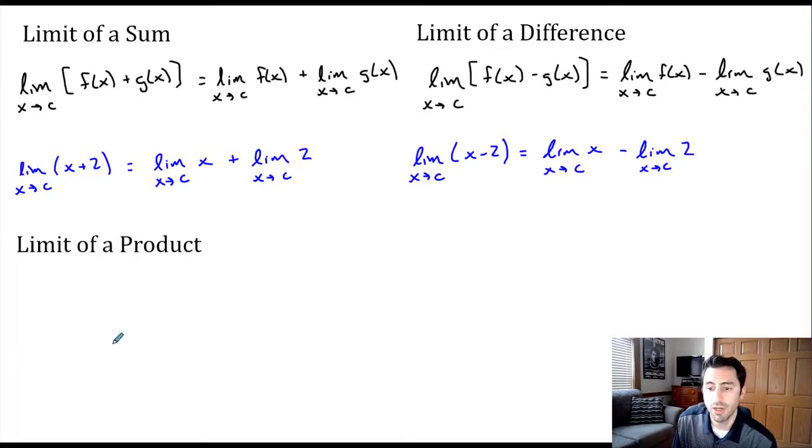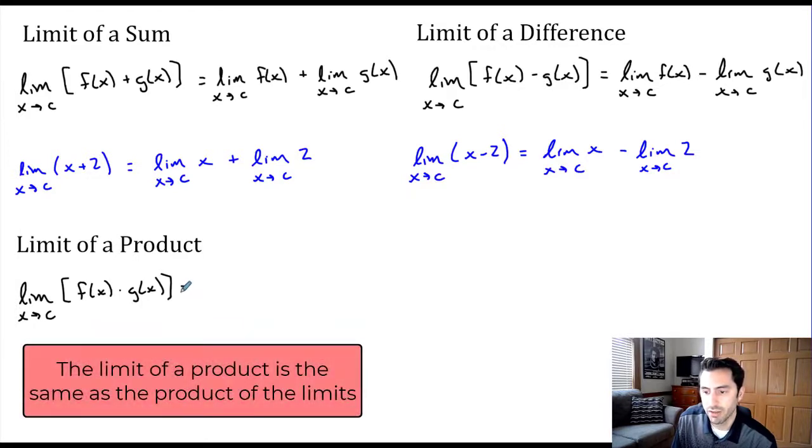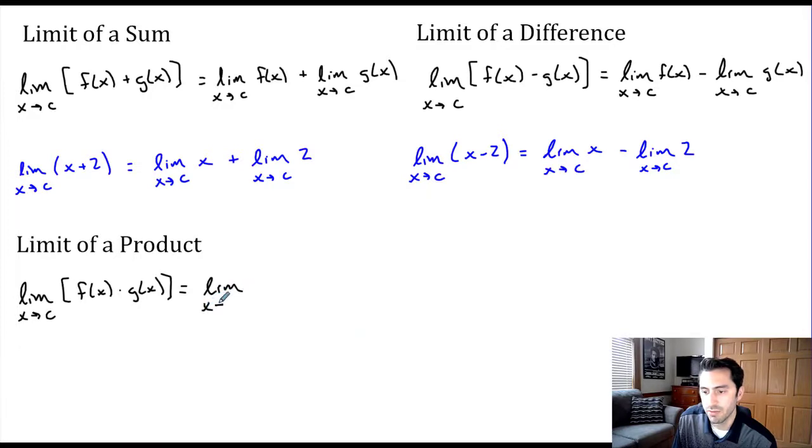Okay, and the last one I want to take a look at, the limit of a product. So now this is when we have two functions that are being multiplied together. So the limit as x approaches c, and now we'll take a look at f of x times g of x. And just like the previous two we looked at, the limit of a product is the same as the product of their limits. So the limit of our first one times the limit of the second one.